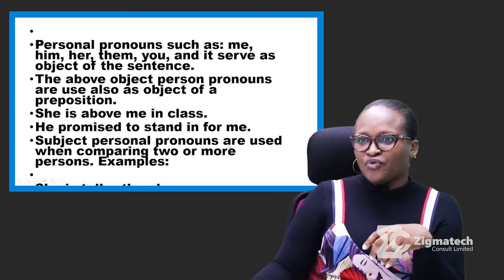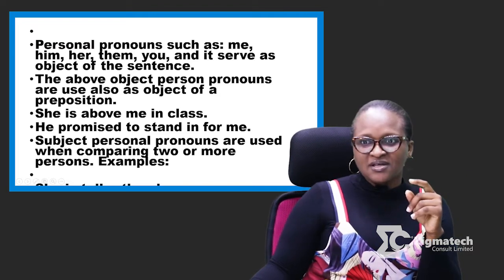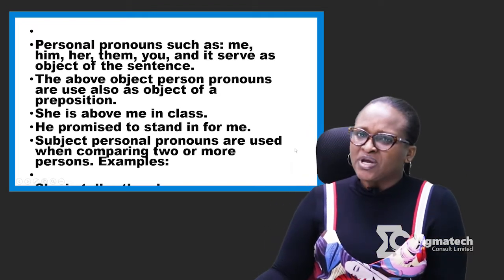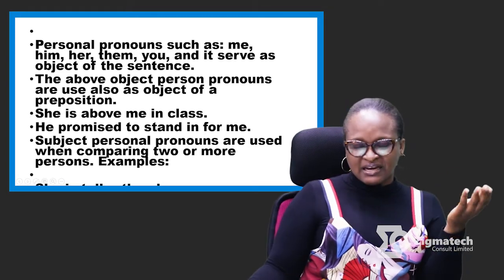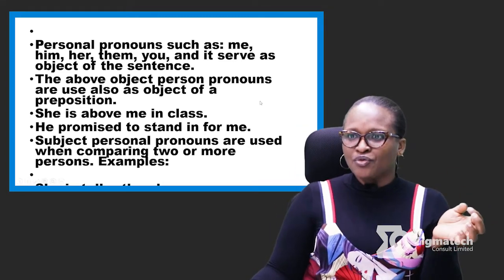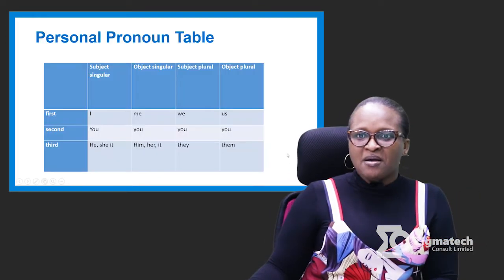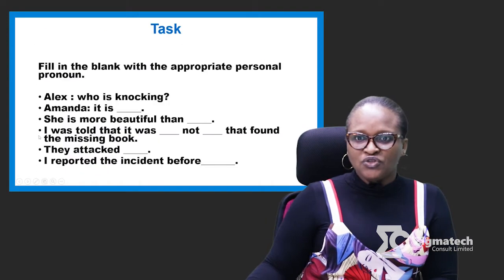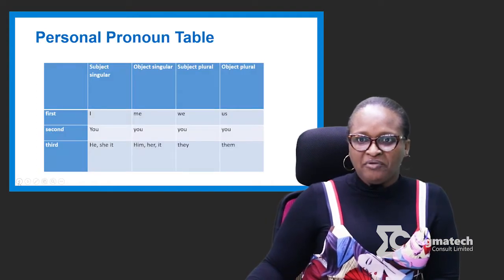Subject personal pronouns are used when comparing two or more persons. Very, very important. So many times we see people make such a mistake as, I am better than her. That is wrong. So when you are comparing yourself with some other person, use the subject personal pronoun. You use a subject personal pronoun when you are comparing.